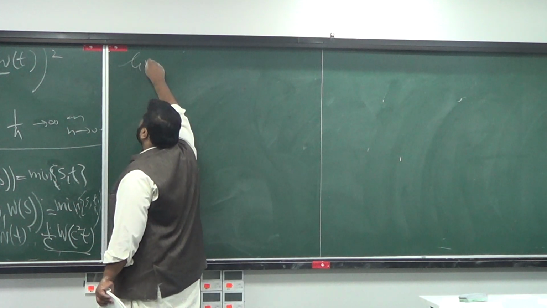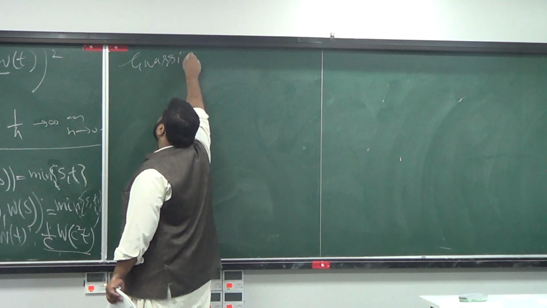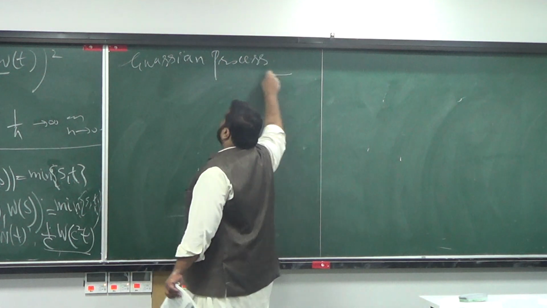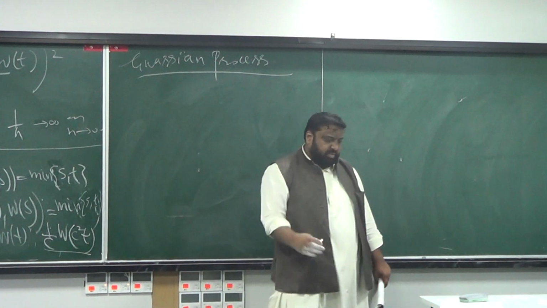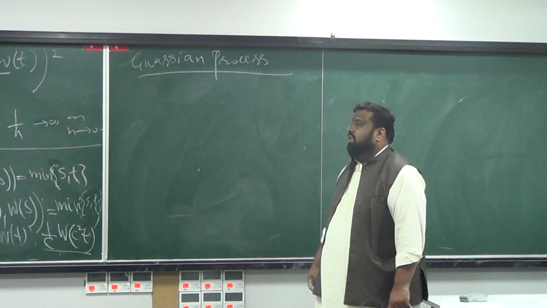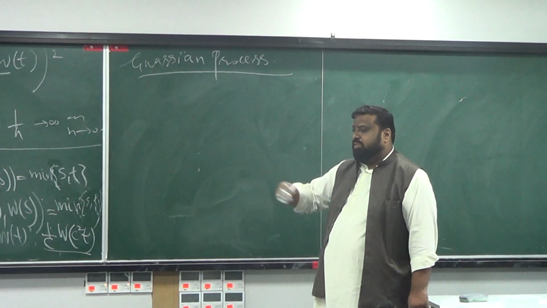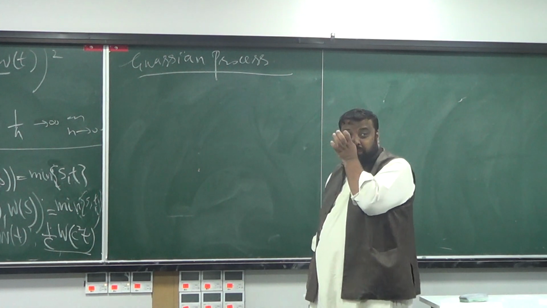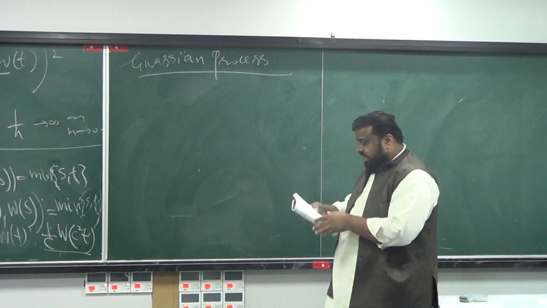Let me define what I mean by an abstract Gaussian process. And from a Gaussian process, a specific kind of Gaussian process, I would like to say that if you have a specific kind of a Gaussian process, it also becomes a Brownian motion actually. So abstract Gaussian process.